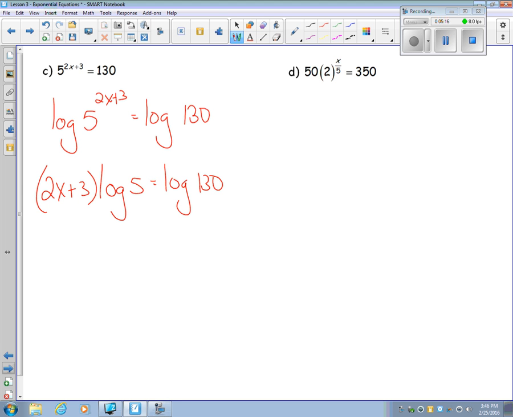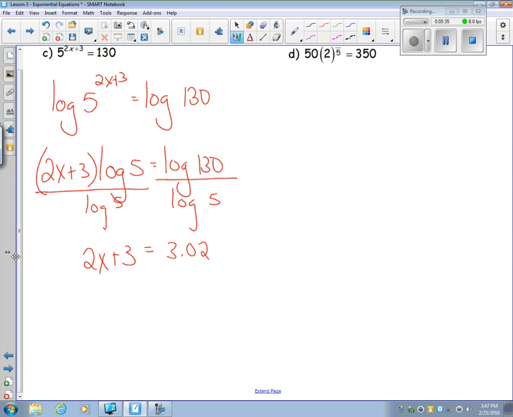I want to get x by itself, so I'm going to divide out that log 5. I'll be left with 2x plus 3 on the left side. Take out my calculator, I get 3.02 on the right side. Now, yes, I have decimals, but these are decimals I can work with, right? This is just basic algebra now. Numbers on one side, letters on the other.